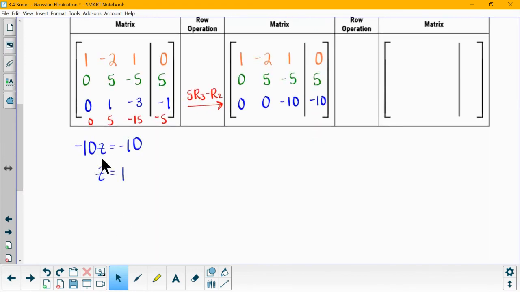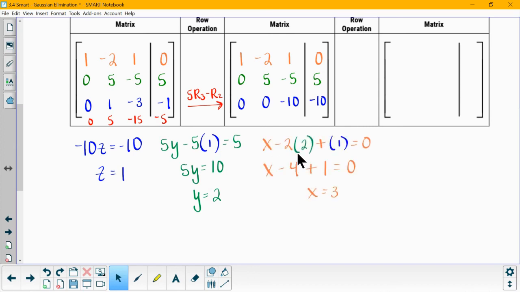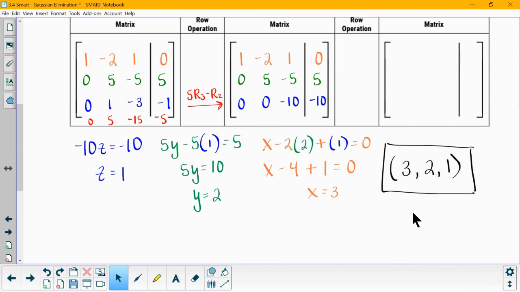I get negative 10z equals negative 10, so z equals 1. I get y equals 2 after plugging in 1 into the second equation. Using the first equation, if I plug in 2 and I plug in 1, I get x equals 3. So my final answer should be a 3, 2, 1 ordered triplet.